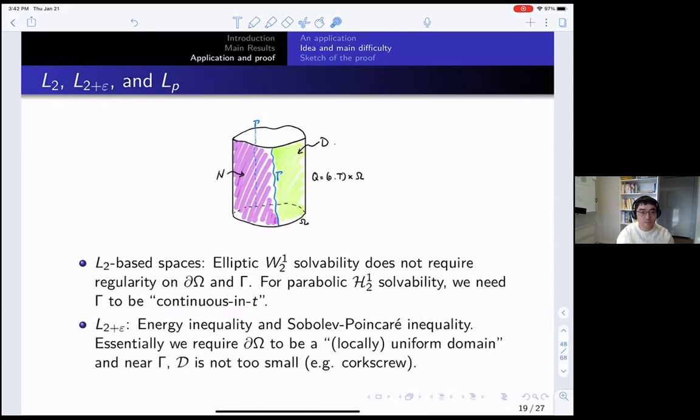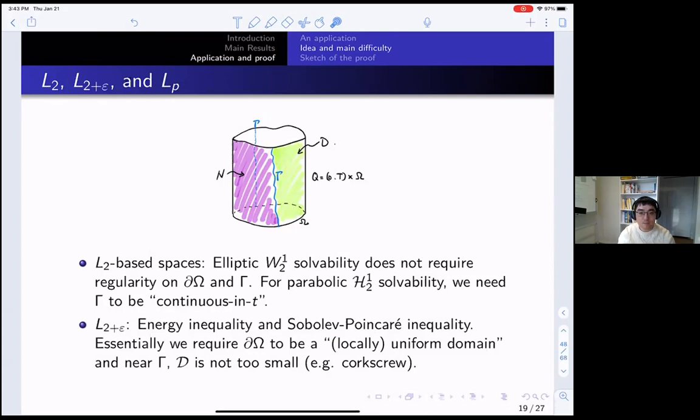Okay, now once we have the L2 theory, we can almost get the L2 plus epsilon theory, that is, W^{1,2+ε} or H^{1,2+ε} for parabolic problems, almost for free, right? There's some self-improvement phenomenon. This is classical, appears in many papers and is standard, this kind of gain of epsilon regularity. Essentially what we need is just the Caccioppoli inequality, the energy inequality, and the Sobolev-Poincaré inequality. So we bound du by u, then bound u by du, with some extra power from the Sobolev-Poincaré. That's the usual procedure for elliptic and parabolic problems.